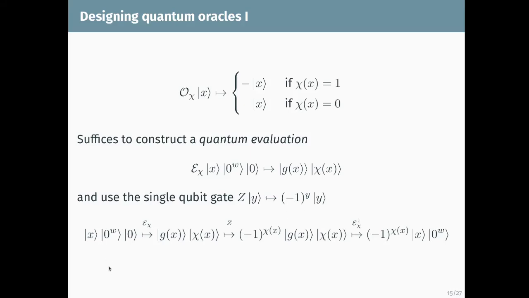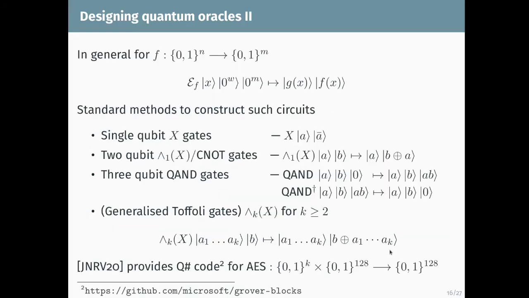So here we have the basic design methodology. We start with the computational basis state with x and the number of 0 qubits. We apply the quantum evaluation, which outputs the answer chi of x. We apply the Z gate on the last qubit, which gives us our conditional phase inversion, and then we uncompute g of x and chi of x using the adjoint of the quantum evaluation. So in general, if we have a classical circuit, we can construct a corresponding quantum circuit, and we can use these primitives here. For further information, I highly recommend looking at the Microsoft paper on the implementation of AES, which provides Q# code which we'll later use.